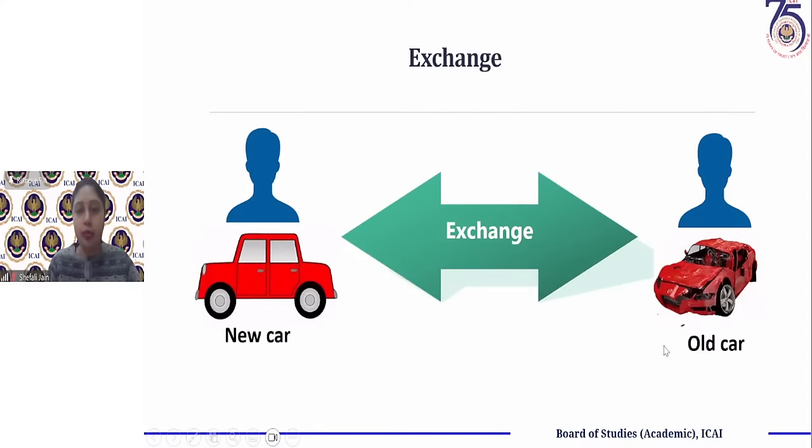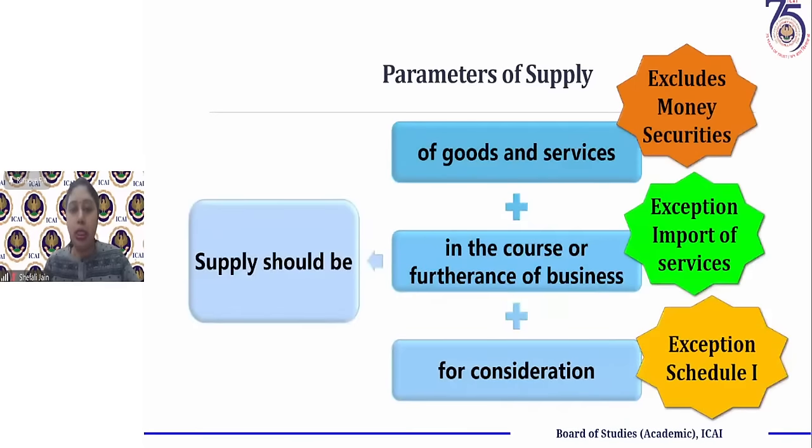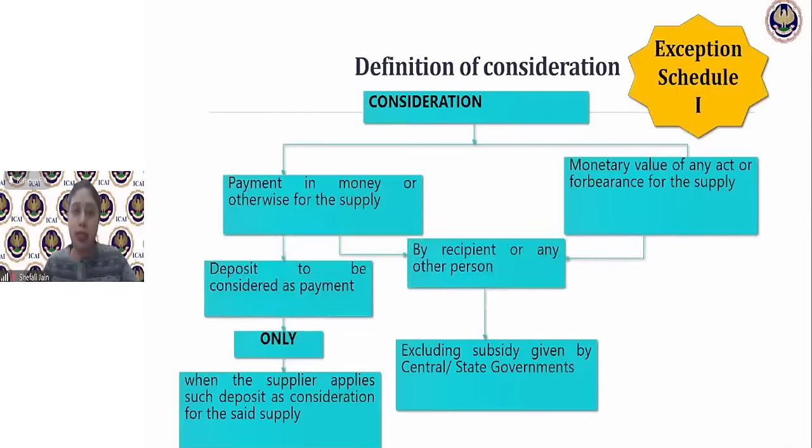Now, when we are doing supply, please focus on supply. ITC is claimable on goods and services when we are paying the output tax. Okay. Now we come to another parameter of supply, that is consideration. So if you have to term anything as supply, you have to check whether consideration is being charged or not.